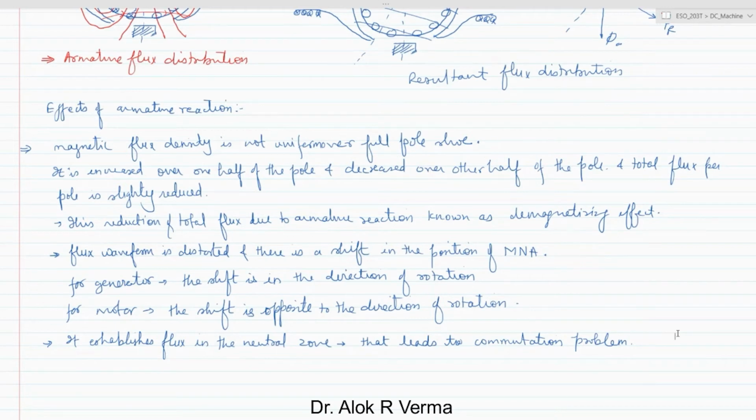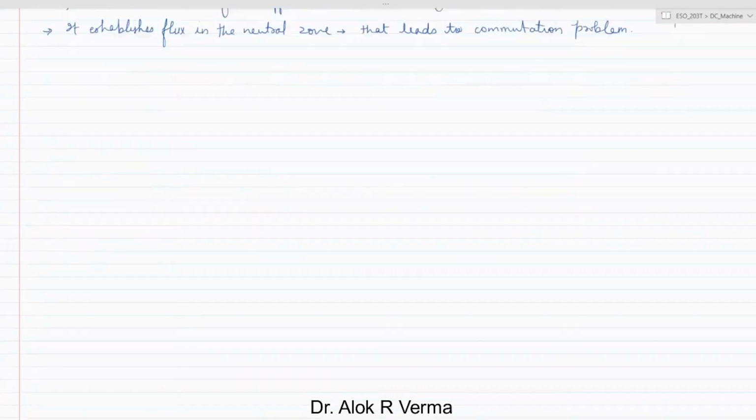So with that armature reaction, now we can understand the effect of commutation, how the effect of commutation can be considered, and then we'll see the role of commutating poles and interpoles, why they are used, and then we'll go to the characteristics. Okay, so this is the idea. So let us first understand the commutation.